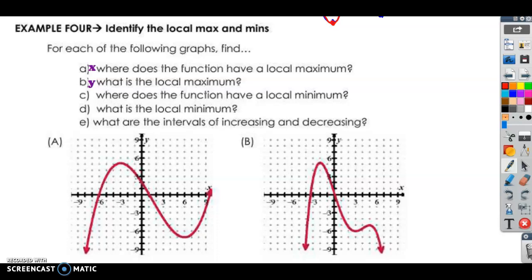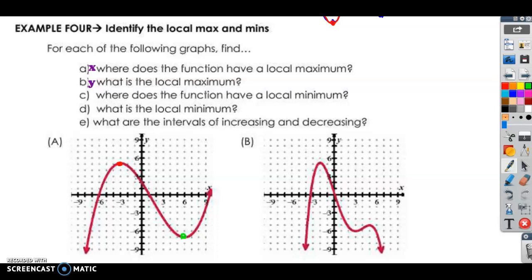So for A, if you're looking for the local maximum, all right, here's the maximum. A is asking for the x coordinate of that point, and B is asking for the y coordinate. So see if you can go ahead and answer those questions for A and for B. And then where does the function have a local minimum? Okay, well, minimum in green is going to be down here.